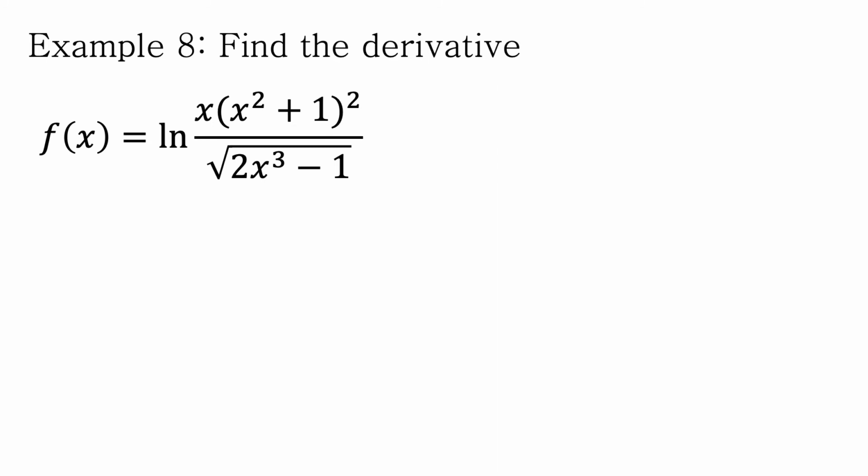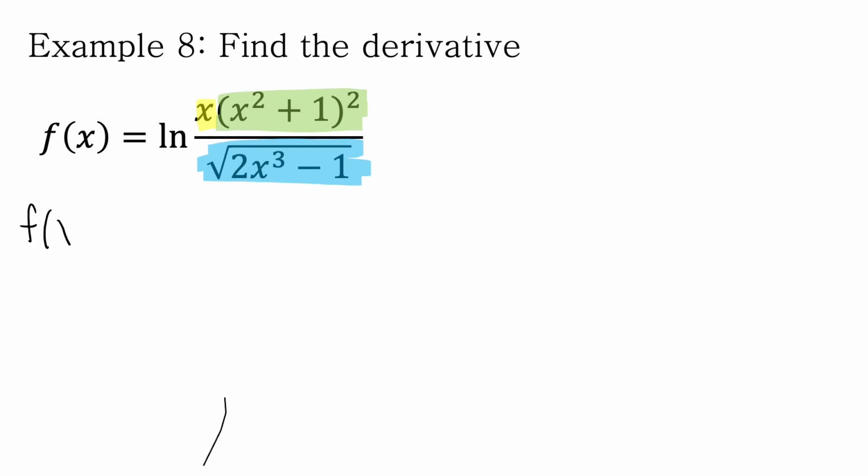Here we want to find the derivative of our function f of x, which is the natural log of x times the quantity x squared plus 1 squared, all over the square root of 2x cubed minus 1. When I look at this problem, I immediately see inside my natural log 3 different pieces. I see the x, which is being multiplied by the quantity x squared plus 1 squared, and then being divided by the square root of 2x cubed minus 1. So I'm going to go ahead and rewrite this, separating each piece using either addition or subtraction, wherever appropriate.